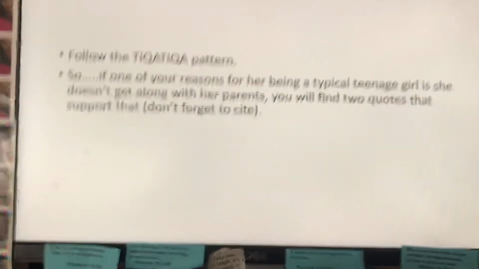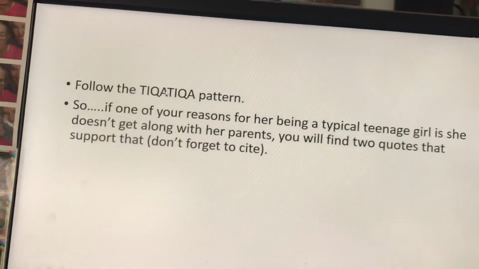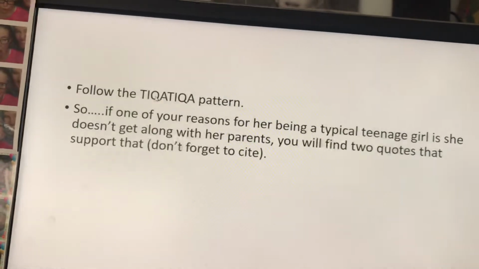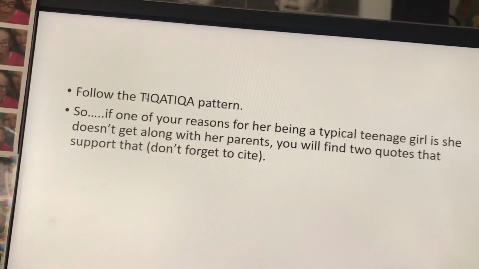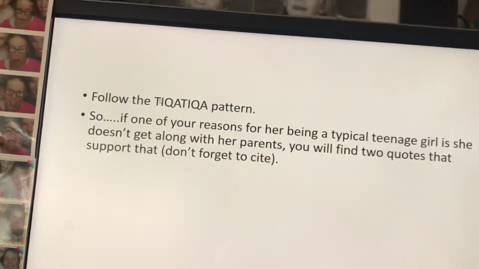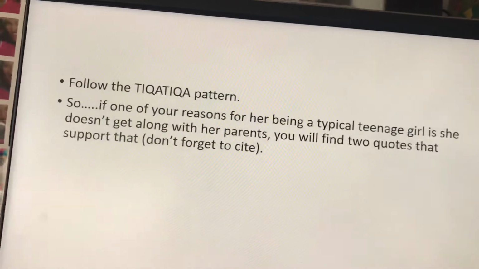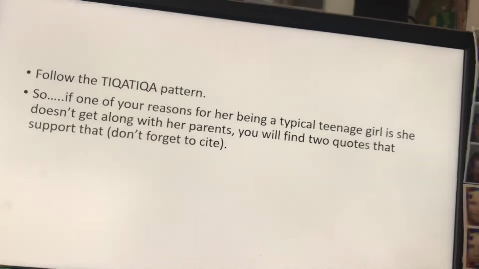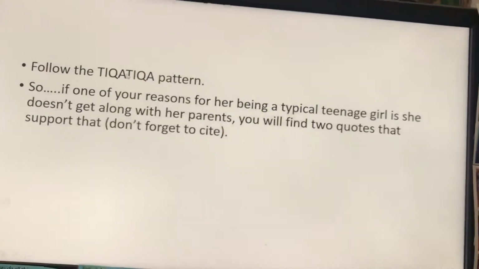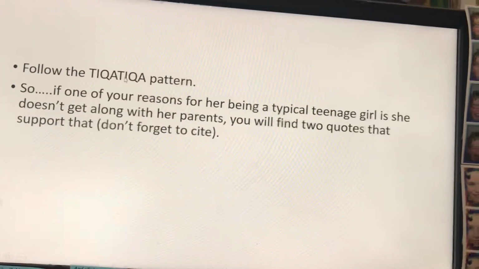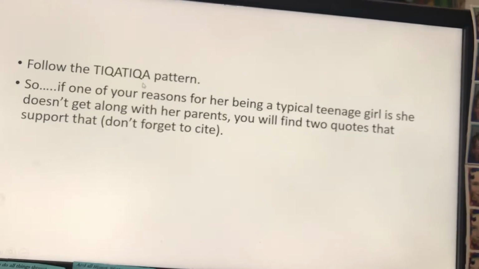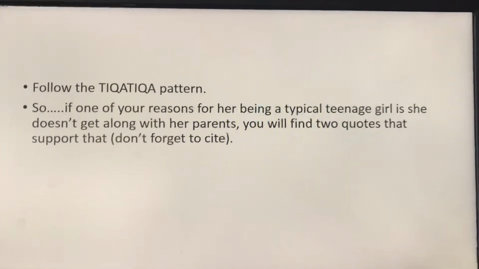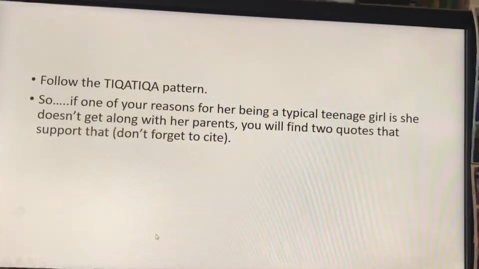And then the A right here, of course, is the analysis. That's the most important part, because that's how you show how this quote supports Connie being a typical teenage girl by not getting along with her parents. Let me get a drink. Okay, sorry. And then you, of course, transition into another quote. You'll have to introduce that a little bit, and you'll come up with another quote that supports her not getting along with her parents. Okay? So that's how that works.